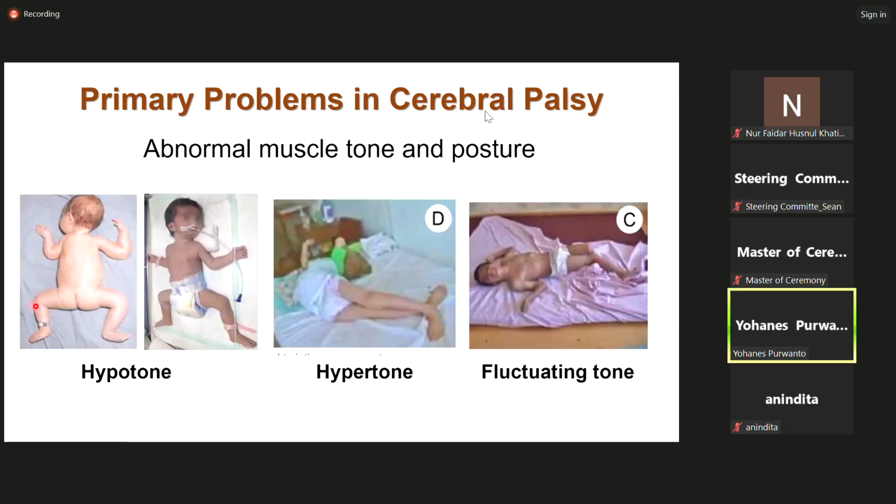This is a common abnormal posture of hypotone. We call this position a frog position because they're all out of the midline. And this is a hypertone. We form the extended spasm. And then this is the fluctuating tone, the form of the dyskinetic problem.